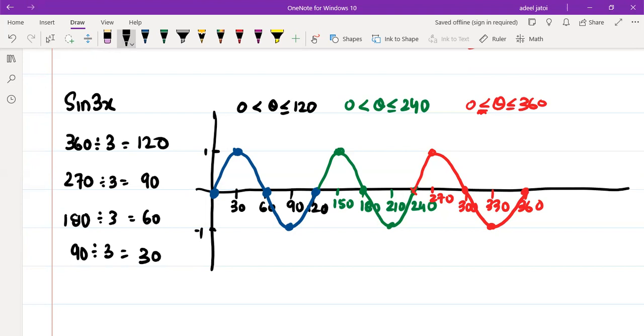That means if the question says till 90, you will cut the graph till here, then you don't need any graph ahead. If the question says graph is till 150, then you will cut the graph here. You don't need any cycle ahead of this. Have I made myself very clear?